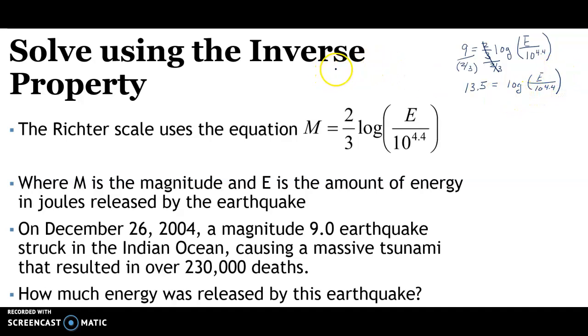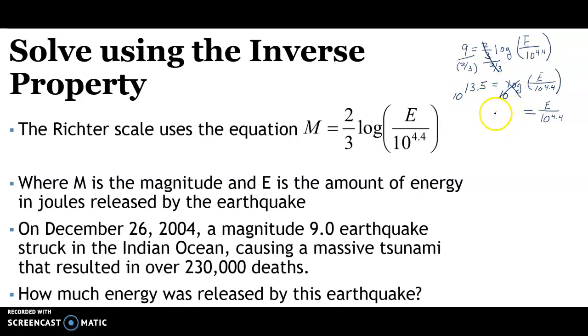Now, I'm supposed to use the inverse property, and if I look back at the inverse property, it tells me that the inverse of the common log is a base of 10. So I'm going to use a base of 10, making this 13.5 an exponent, use a base of 10, making this log of E over 10 to 4.4 an exponent. The inverse property says that these guys literally cancel, and I'm left with just this E over 10 to the 4.4. So that's why I would use the inverse property, because it simplifies things so much.